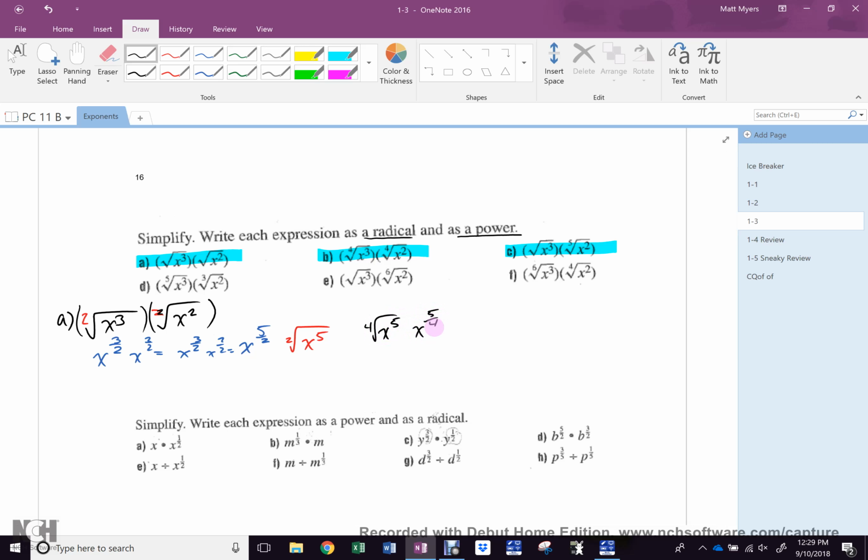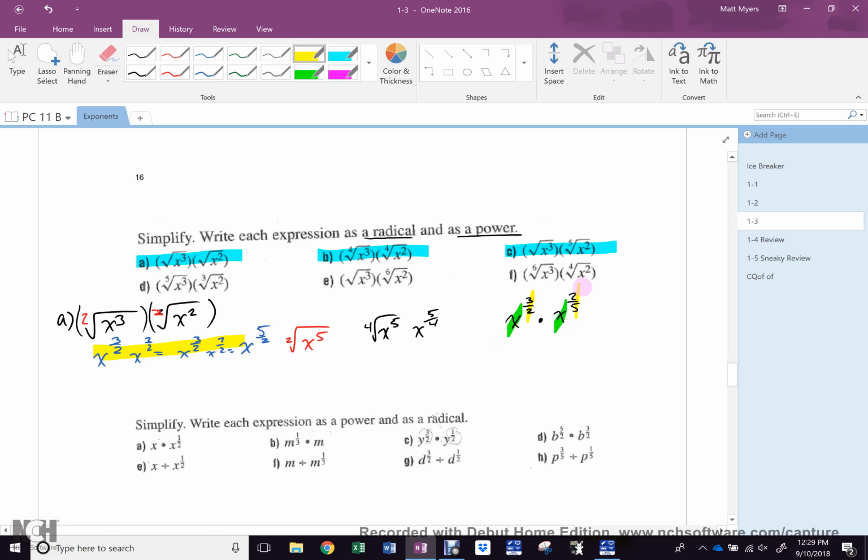Now, does that work for c? No. But does this long method we did work for c? Sure it does. What's this first one? X to the 3/2 times this one is x to the 2/5. Are they the same base? Yeah, one's x, the other's x. So what do I do with the exponents?